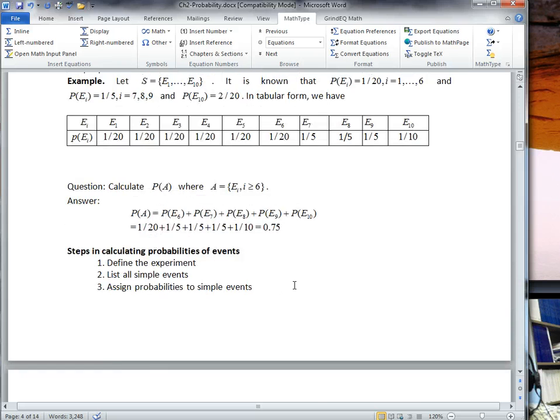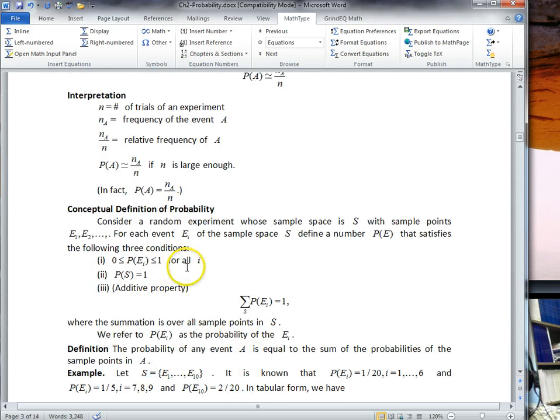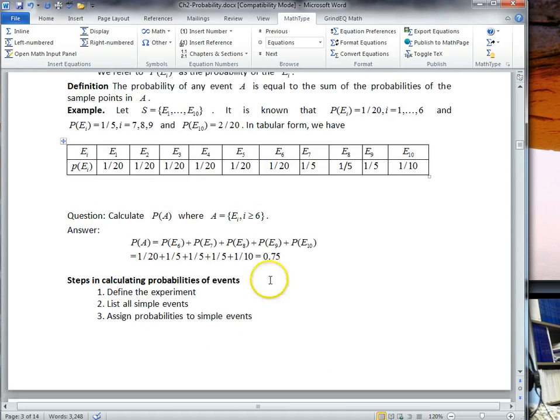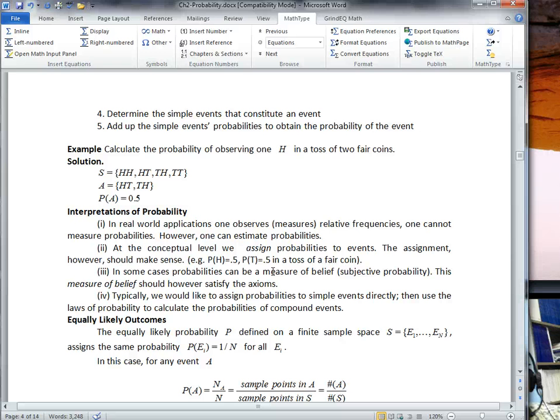But based on the relative frequency definition, that wouldn't make sense because I cannot repeat that experiment. But based on the conceptual definition, that makes sense as long as the probability of its complement is 1 minus that, and all the probabilities add up to 1. So it satisfies those conditions, or axioms, and that would be fine. That definition expands the notion of probability and makes it possible to use all the math, the calculus, and so on, which we are not interested in anyway.